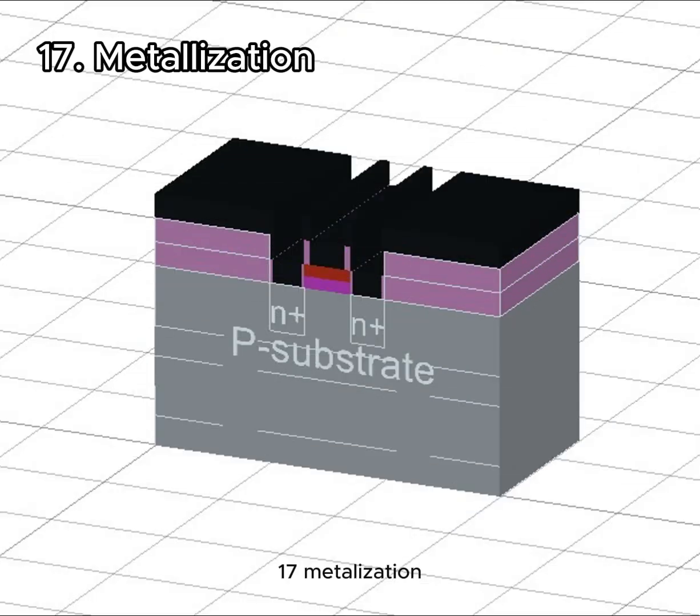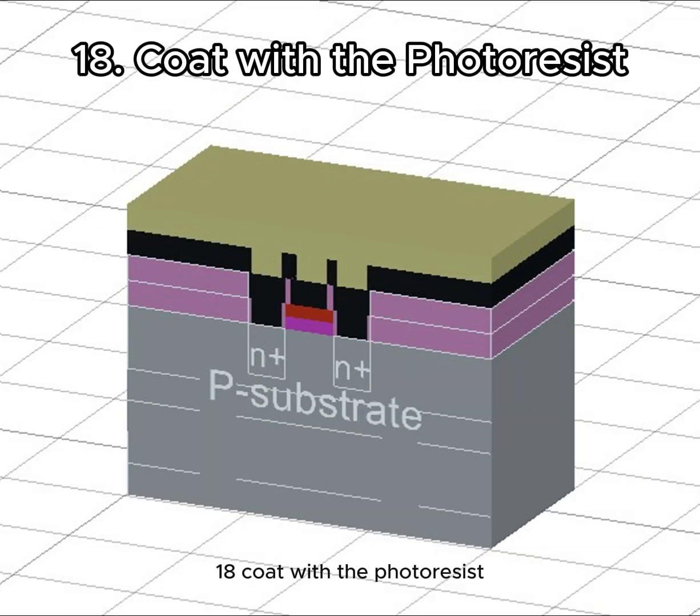17. Metallization. Aluminum is deposited over the entire wafer to a thickness of 1 micrometer. This metal layer will form the electrical connections. 18. Coat with the photoresist. This metal layer is masked and etched by coating it with photoresist.